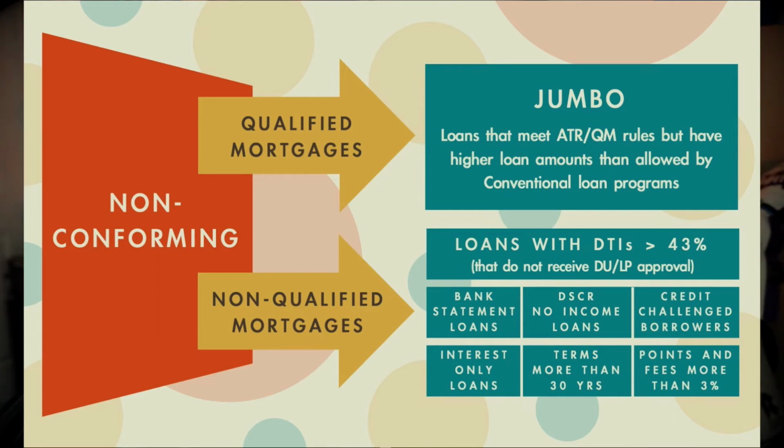You have your bank statement loans, your DSCR, no income loans for investment properties where you're just qualifying off the cash flow of the subject property, credit challenged borrower loans with short seasoning for bankruptcies, foreclosures, deed in lieu, short sale, things like that. Your interest only loans, terms greater than 30 years. There is the occasional 40-year term that you'll come across out there, and loans with points and fees that add up to more than 3% of the loan amount.